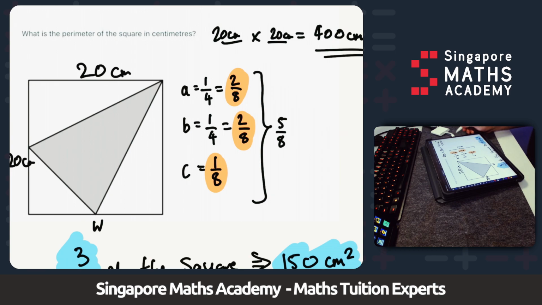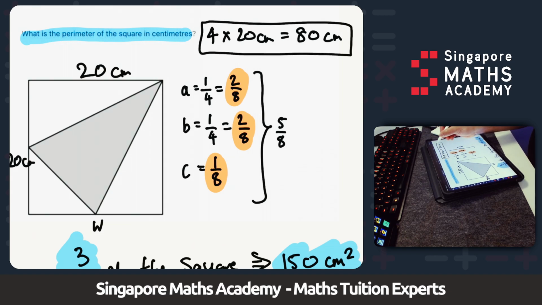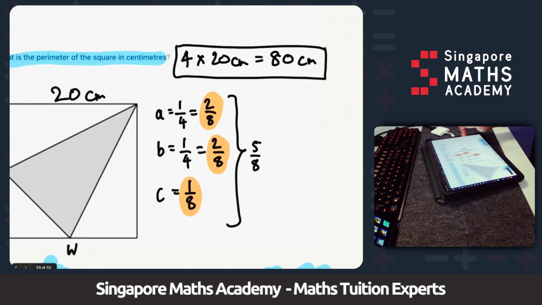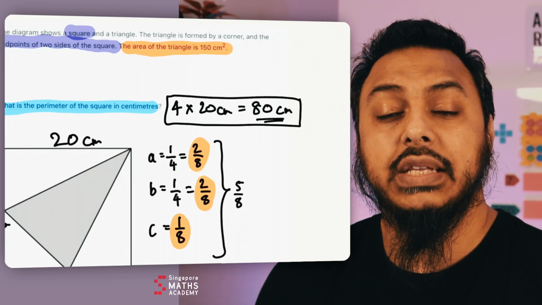Now that I know the length and width, I can easily work out the perimeter. This is the easy part now. The perimeter of this square is just going to be 4 lots of 20 centimeters, which is 80 centimeters. The area is, what was it, 400 square centimeters? Yep, 400 square centimeters. And the perimeter is 80 centimeters. So that's how I would solve this problem.